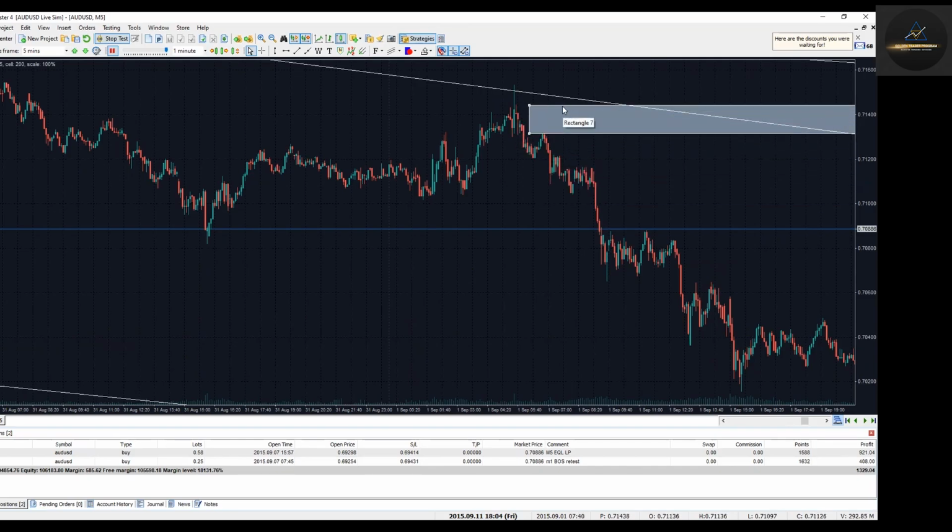We might, okay, here's the breaker structure. What caused it? It might be this little one here, but even this little one has already been tested once.